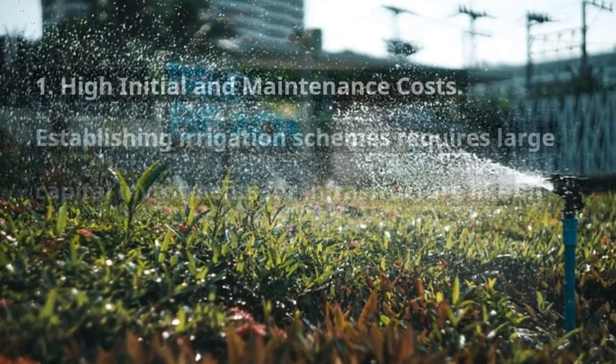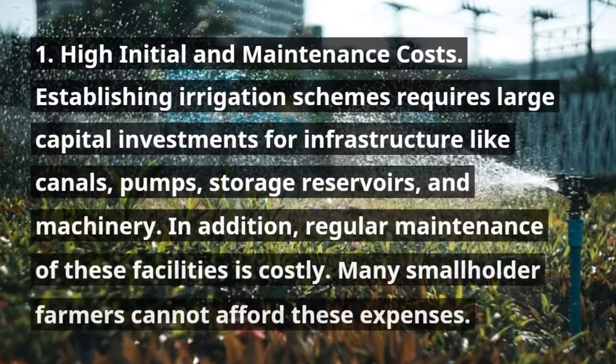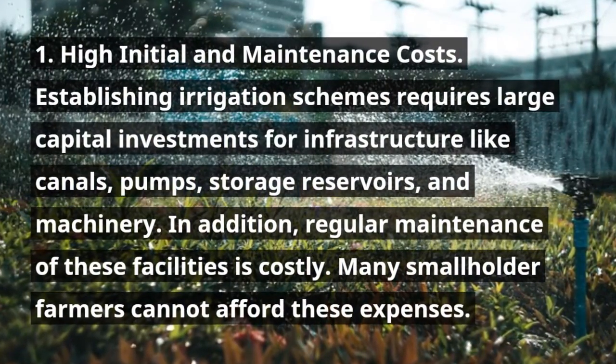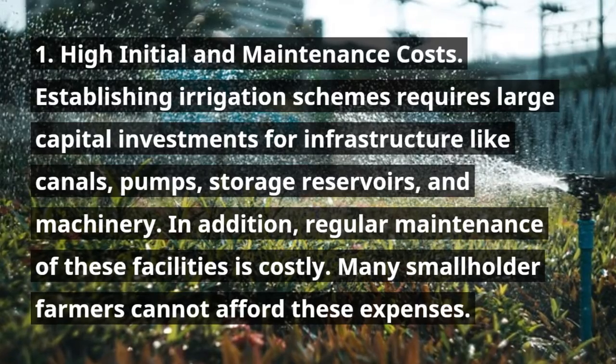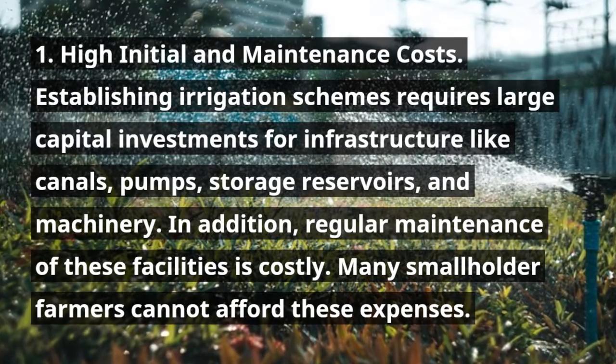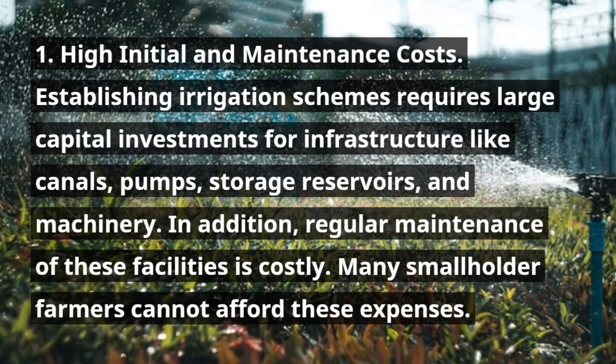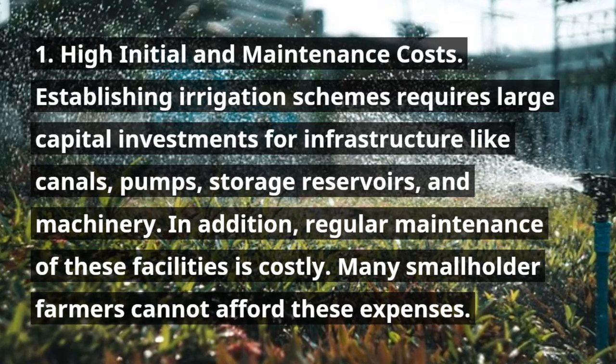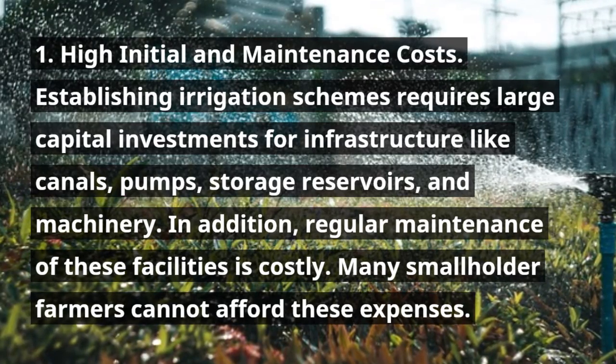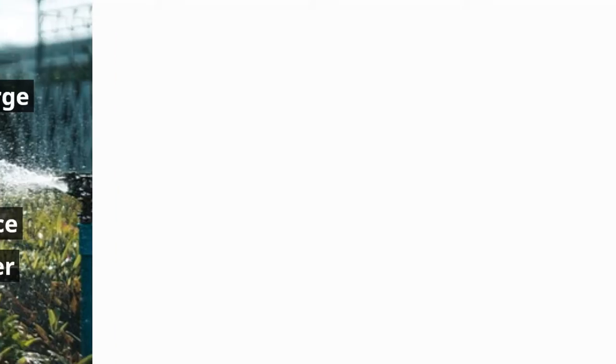1. High initial and maintenance costs. Establishing irrigation schemes requires large capital investments for infrastructure like canals, pumps, storage reservoirs, and machinery. In addition, regular maintenance of these facilities is costly. Many smallholder farmers cannot afford these expenses.